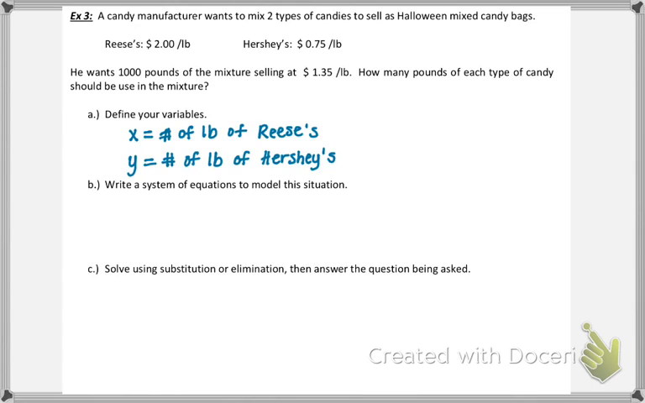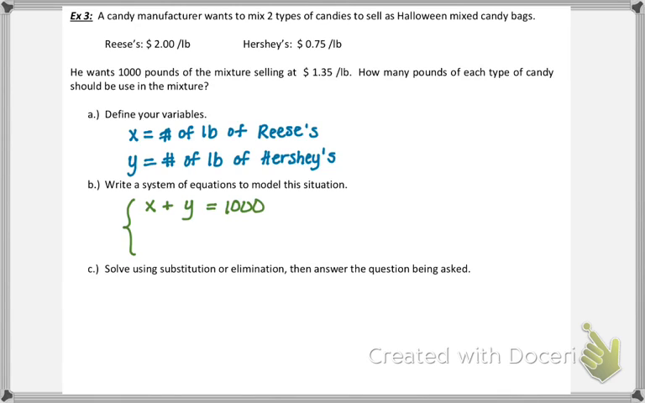Okay, so once you define your variable, you're going to come up with a system of equations to model this situation using your variables. So x is how many pounds of Reese's we're going to mix in, y is how many pounds of Hershey's we're going to mix in. He wants 1,000 pounds total. So our first equation, a little bit simpler than the second, is that however many pounds of Reese's plus however many pounds of Hershey's that we are putting into the mixture needs to equal exactly 1,000 pounds. So that amount is set.